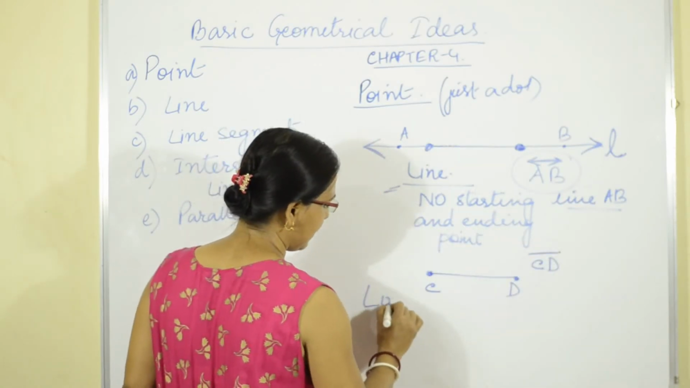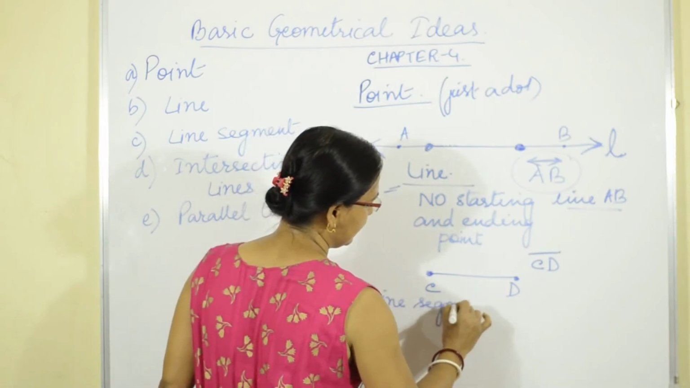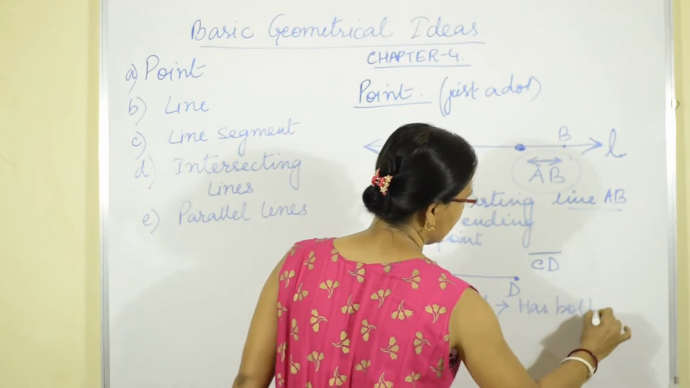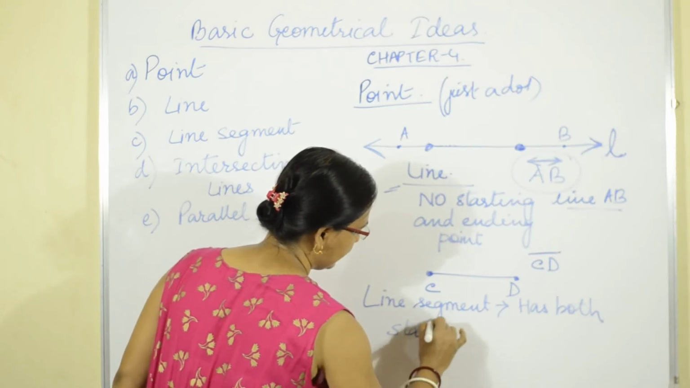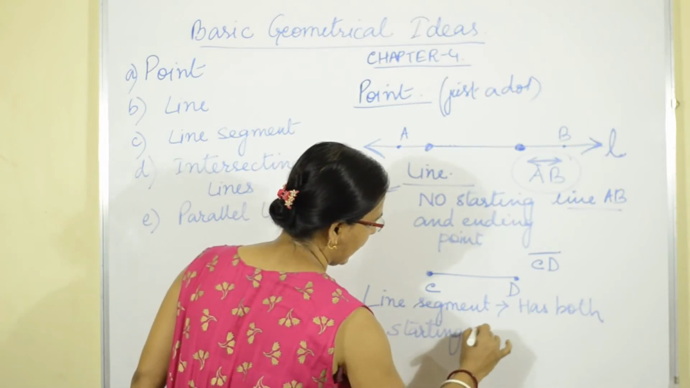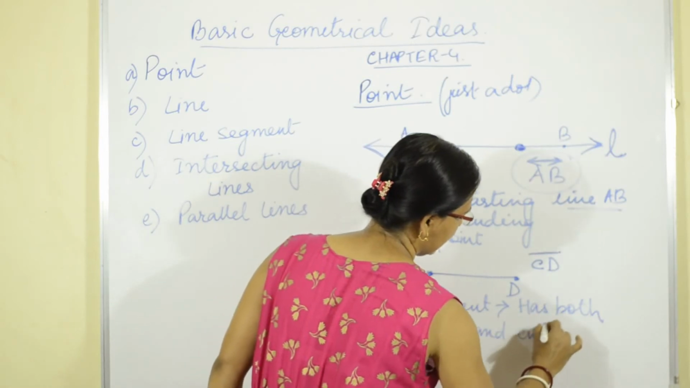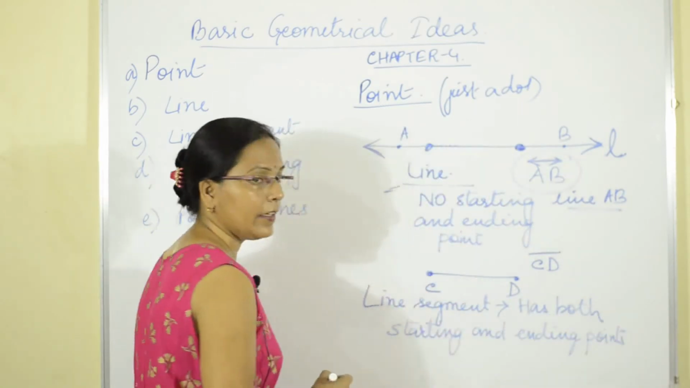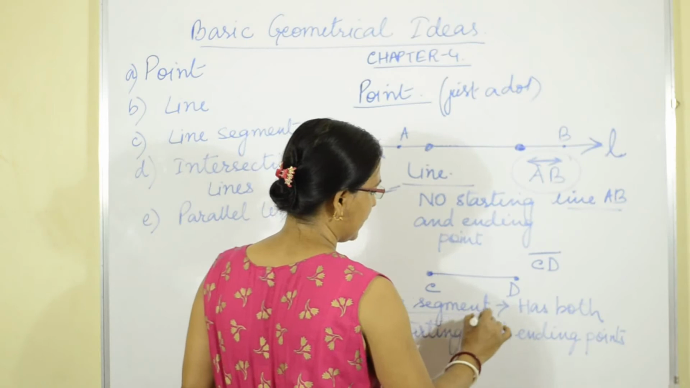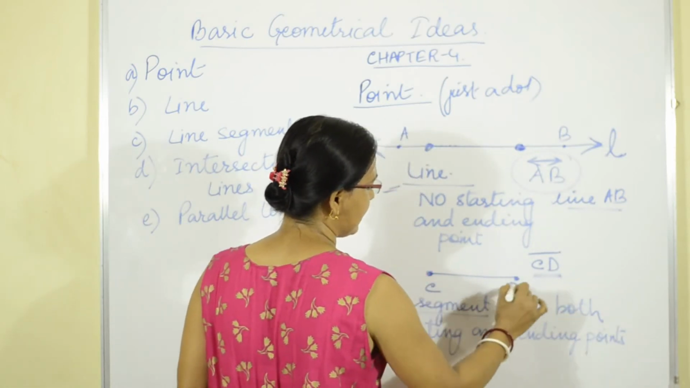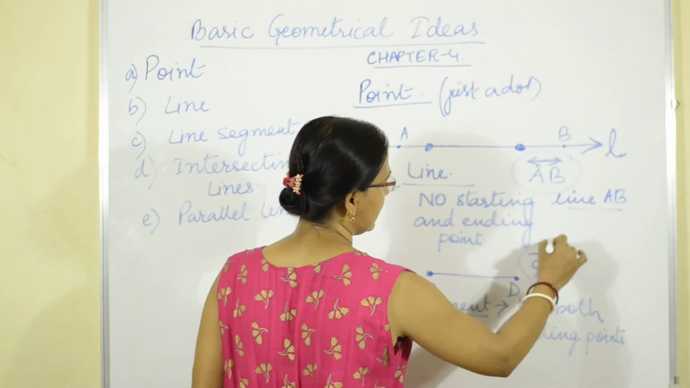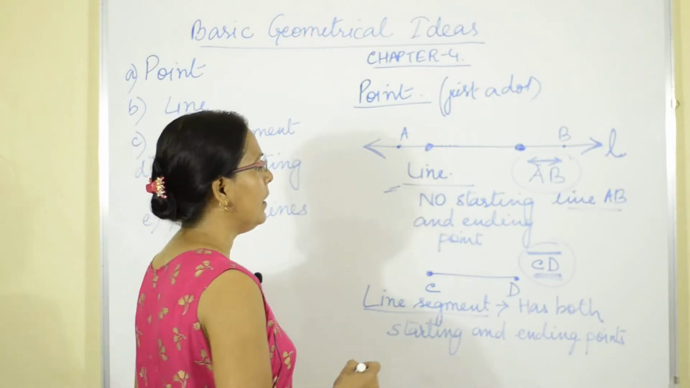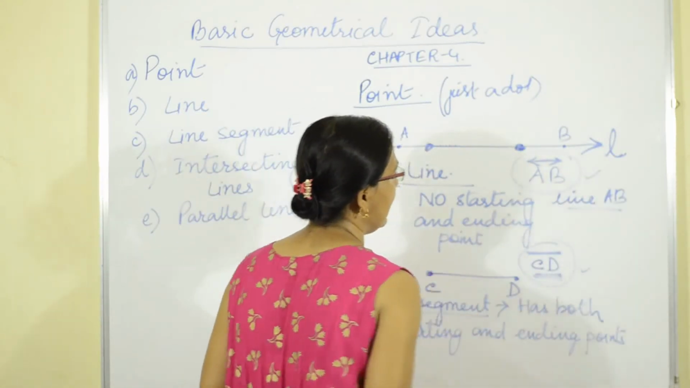Now what is a line segment? A line segment has both starting and ending points. So this is how we denote a line segment. For this line segment, this is how we write. The moment you see how it is drawn, you understand that this is a line segment and not a line. So this is a line, this is a line segment.